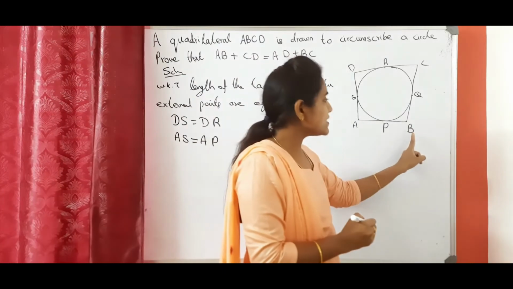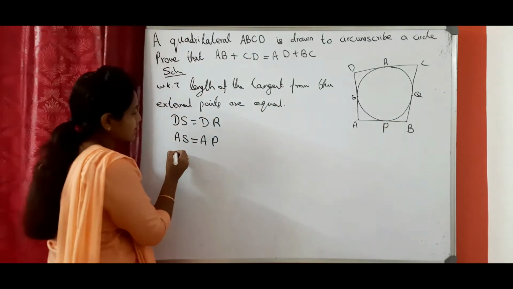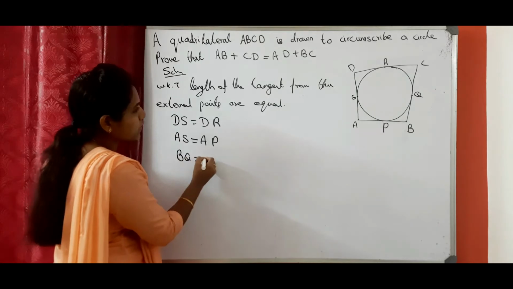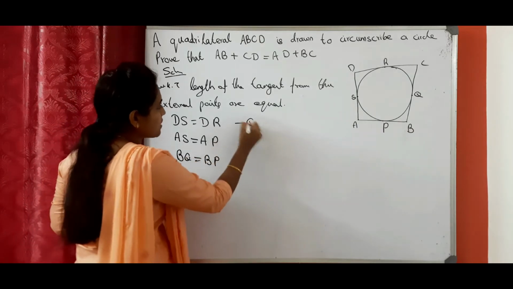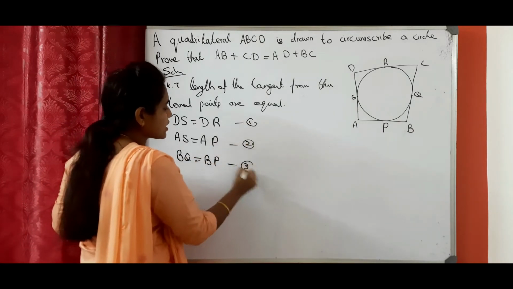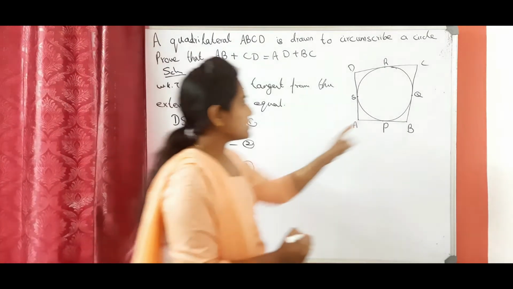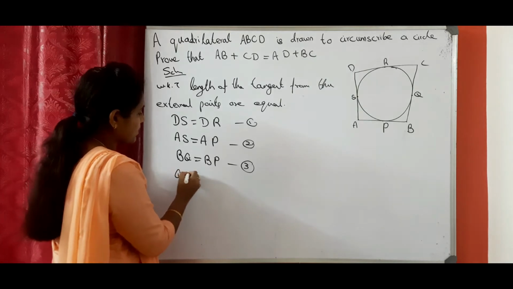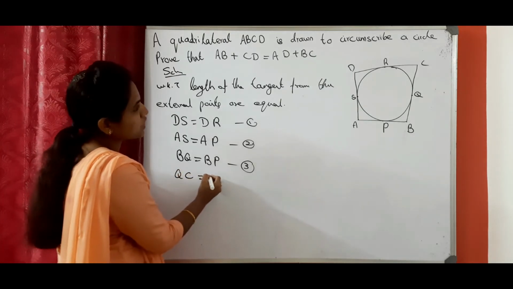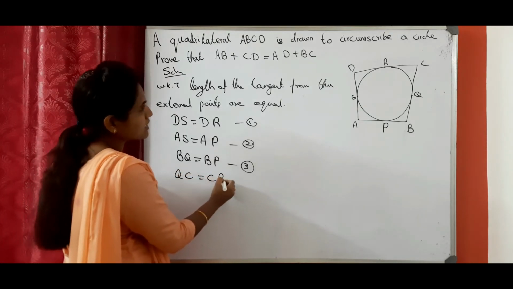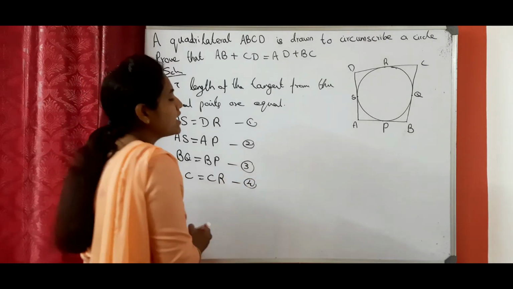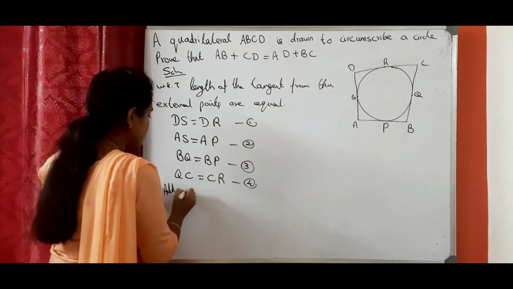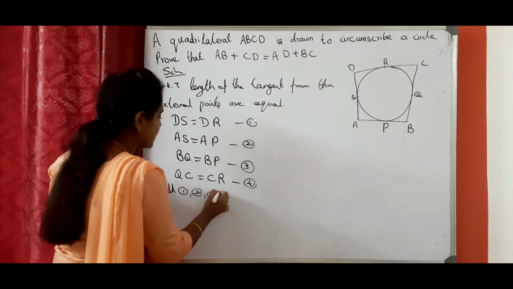Next, if I consider B as the external point, we can write BQ equal to BP. This is equation number 1, this is 2, and this is equation number 3. Then if we consider C as the external point, we can write CQ equal to CR. This is equation number 4. Then we have to add equations 1, 2, 3 and 4.